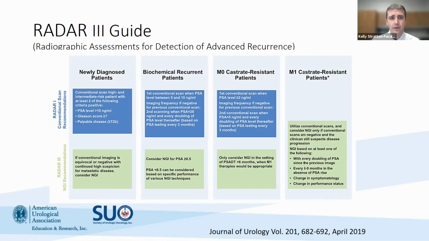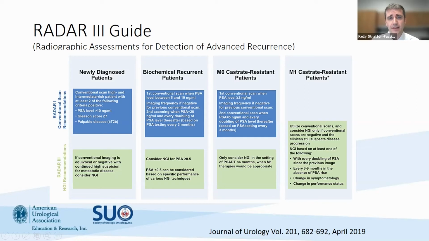For patients who are biochemically recurrent, the first conventional scan is recommended at a PSA level between 5 and 10, with a follow-up when it doubles or at a PSA of 20. In the RADAR 3 guidelines for next generation imaging, you may want to consider one of these advanced PET options when their PSA is greater than or equal to 0.5. So the level of detection is greatly improved with these next generation imaging options. If you have, for instance, PSMA PET, you may even be able to go below 0.5.